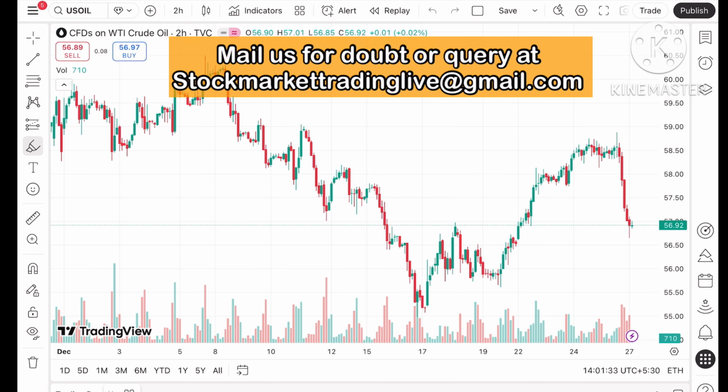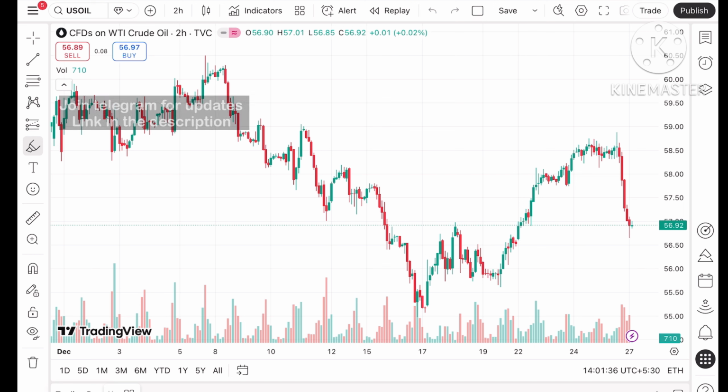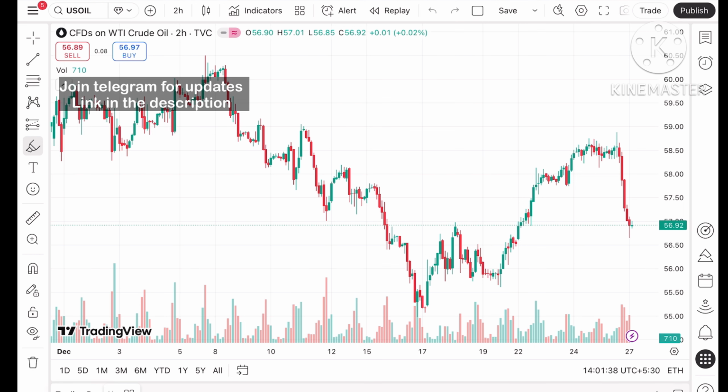As you see, the price is trading around 56.92, and if you see, after 58.5 there are four continuous red candles forming, and then a continuous downfall.